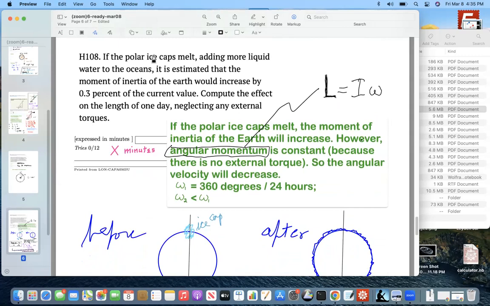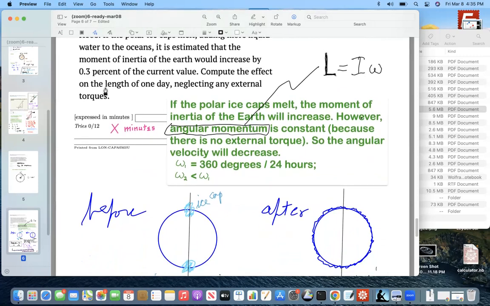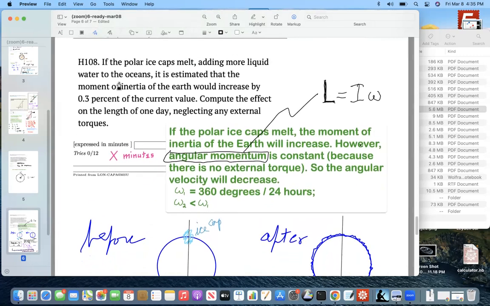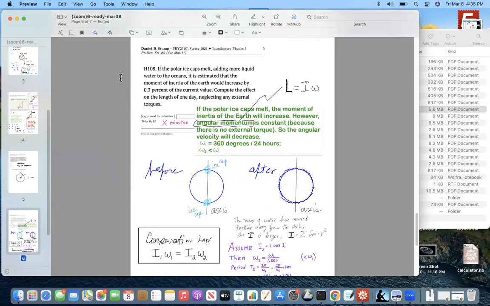If the polar ice caps melt, there'll be more liquid water in the oceans. That will increase the moment of inertia of the Earth, it's estimated by 0.3%. What effect will that have on the length of a day? And the way to solve this problem: why would increasing the moment of inertia affect the length of a day? Think about it.